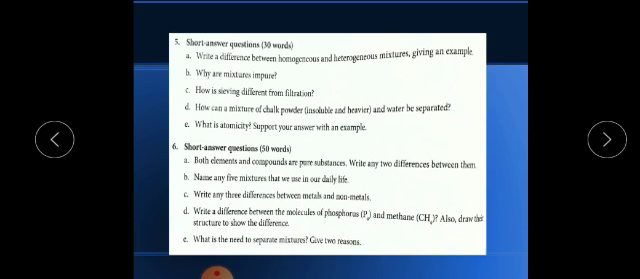Alright children, they are asking any 3, so you can write any 3 of your own choice from page number 25. Now in part D they are asking what is the difference between the molecules of phosphorus and methane. The formula is also given in the brackets. One is P4 and the other one is CH4. CH4 is the molecular chemical formula of methane. Also draw their structure to show the difference.